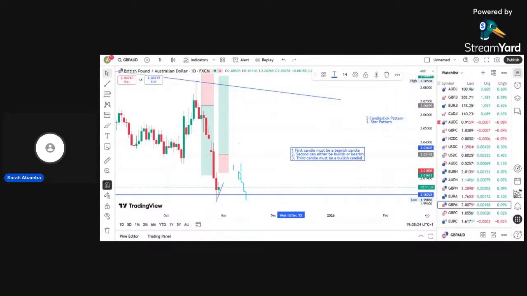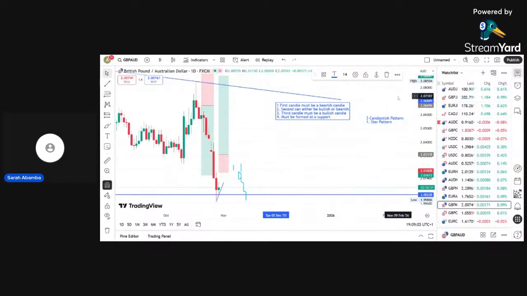This is called a bullish star pattern because the last candle must be a bullish candle. Also, it must be formed as a support. Hope you are taking notes. So these are our conditions. So I'm going to be looking for these in the chart.